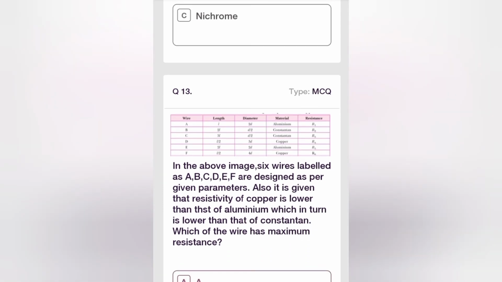So read the data which is given carefully, and also it is given that the resistivity of the copper is lower than that of the aluminium, which in turn is lower than that of the tungsten. Which of the wire has maximum resistance? See, we know the relation R is directly proportional to length and inversely proportional to area. So here in this case you can find that when the length is increasing, resistance will increase. When area is increasing, resistance will decrease.